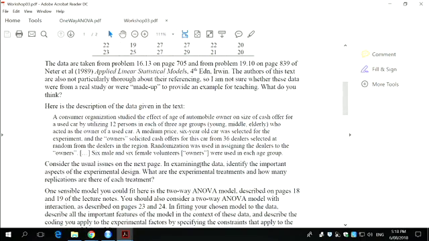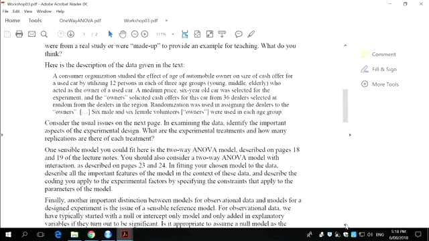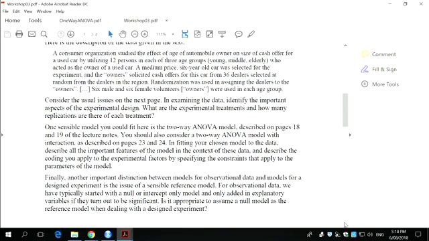I'm hoping you lot can start answering those questions about what the experimental treatments are and how many replications there are of each treatment. Because remember, I always ask a question like that on the exam. So you need to at least pick those basic elements out of an experimental design.